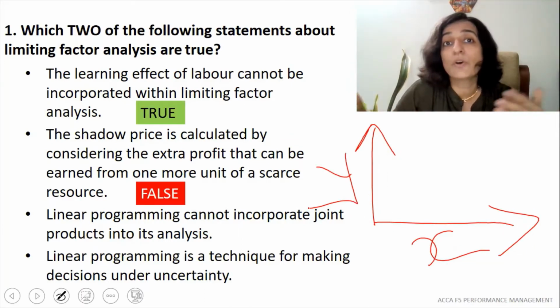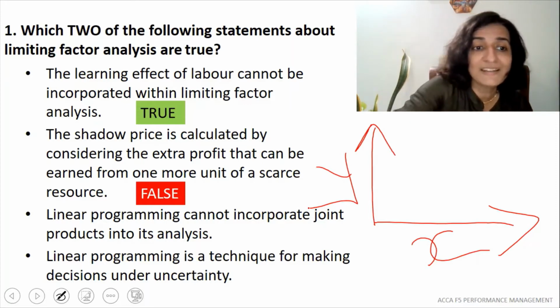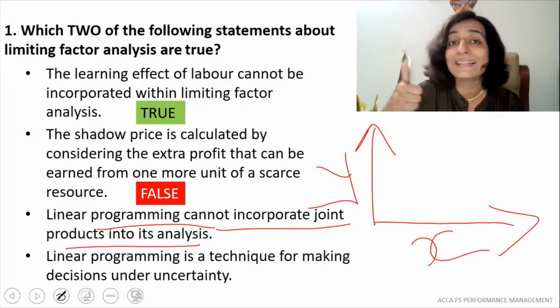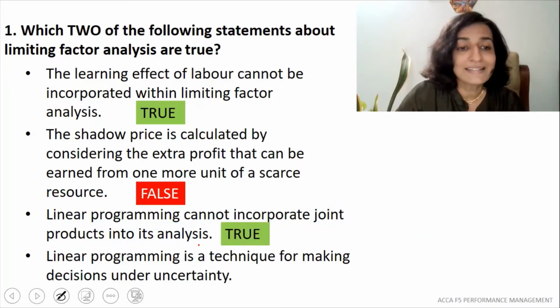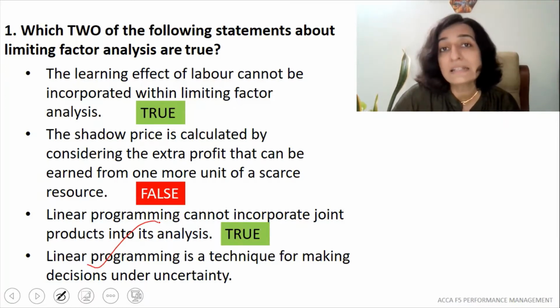In case of joint products, you cannot apply this because joint products are created simultaneously. There is no question of increasing the quantity of one product and reducing the quantity of another product. It's just not possible. So what they have said, linear programming cannot incorporate joint products into its analysis, is true.